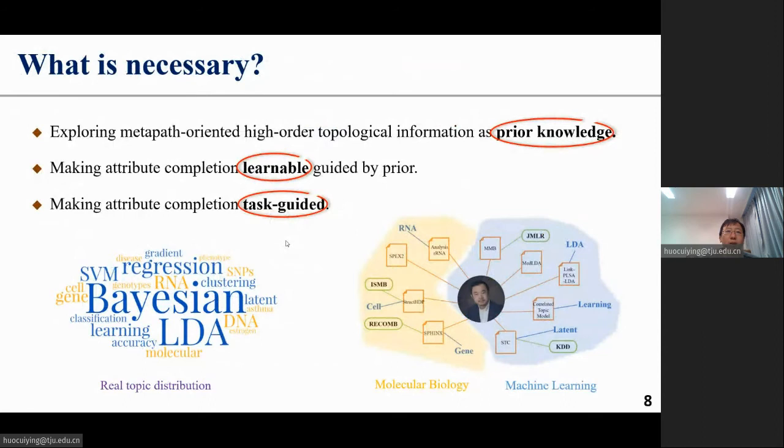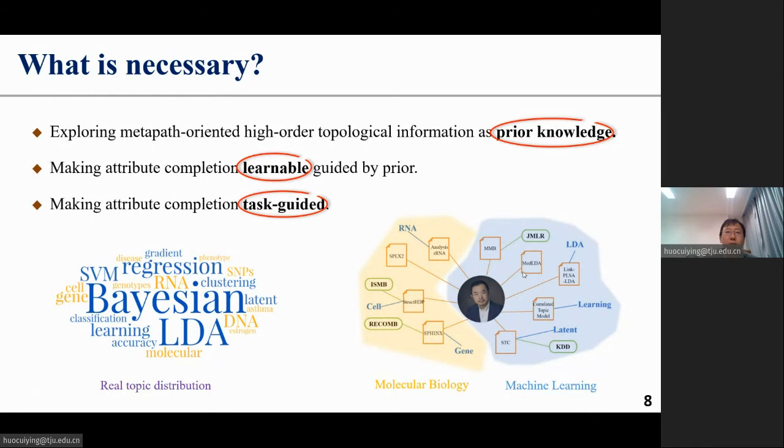Then, what is essentially necessary for effective attribute completion in heterogeneous networks? Let's take a scholar network as an example. The task is also the classification of authors according to the research topics. As we all know, Eric Xing is very well known in machine learning, while he is also active in some other research communities such as biology.